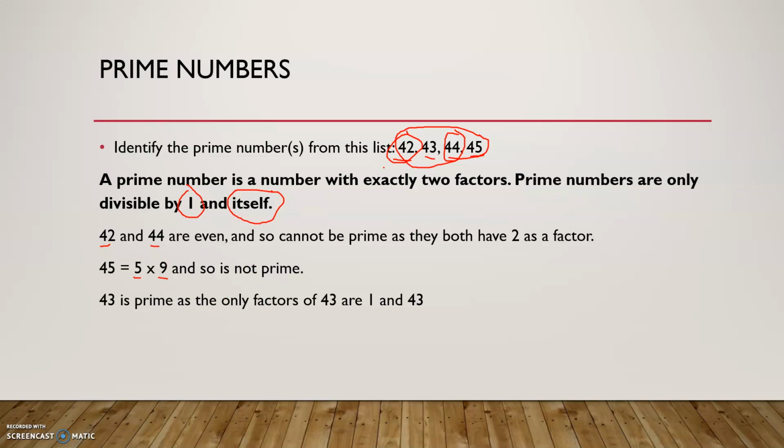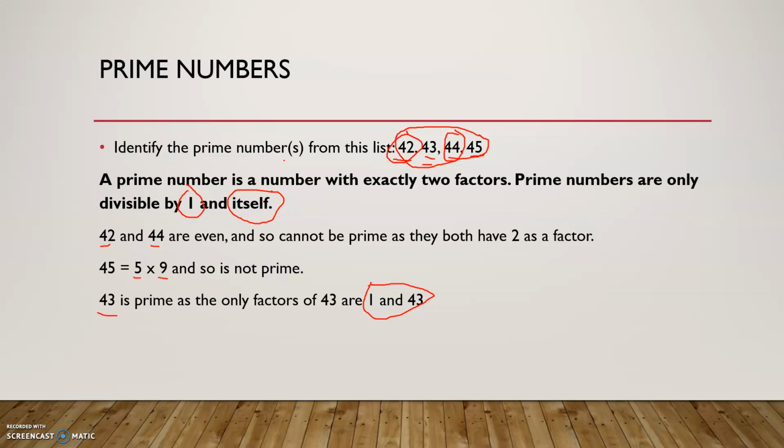Now we're going to look at our last number, which is 43. You can't divide 43 by any numbers other than 1 and 43. So these are the two factors of 43. You can try any other number, you can't divide. So hence 43 is a prime number according to this definition. Our answer is that 43 is a prime number.